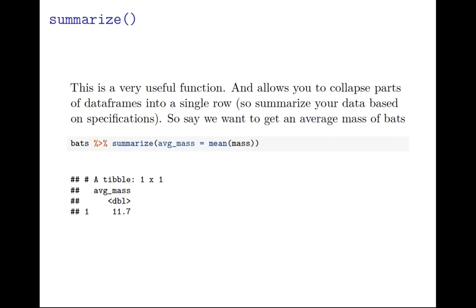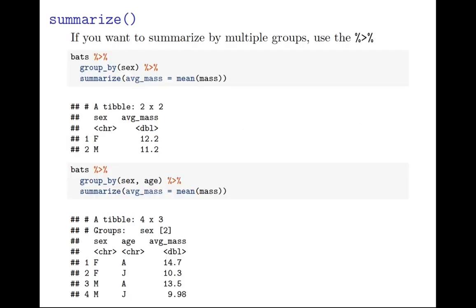So you're basically summarizing your data based on specifications. Say you want to get an average mass of your bats. You can use summarize, where you say the average mass is the mean of your previous mass column, and then you can get the resulting output. It was just the average mass of all of the bats in your entire data set. These kinds of summarizations can be really helpful for graphing, and really helpful for exploratory data analysis.